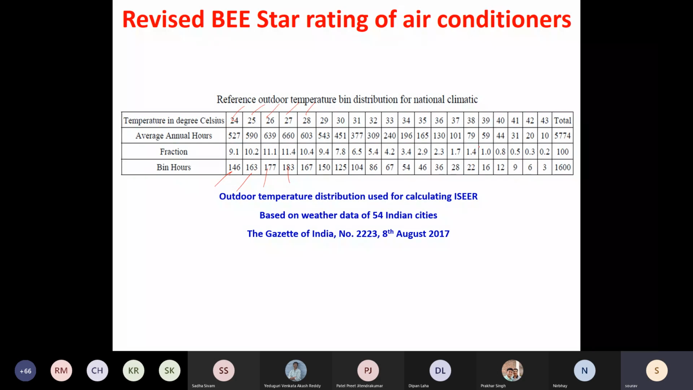Okay, so again, this is a number which has been arrived at after several deliberations between the company representatives and ministry representatives. And this is now the standard mode of testing. You can see this came as a Gazette notification on 8th of August 2017. And this is what we are following now.